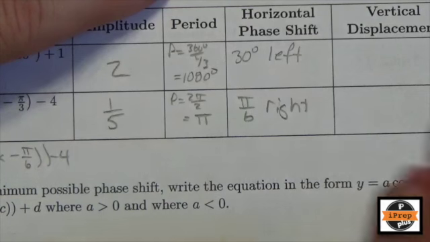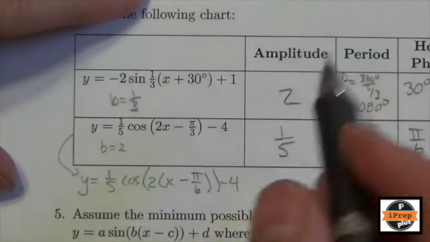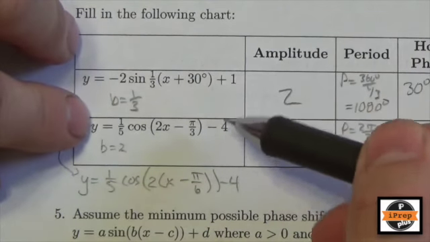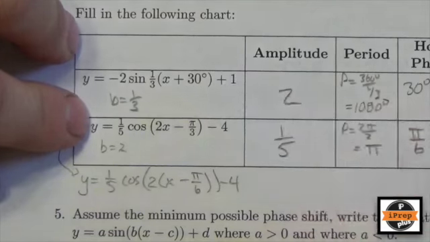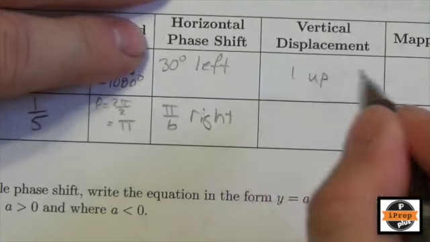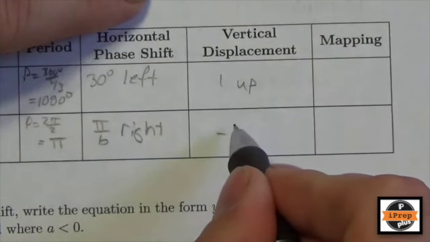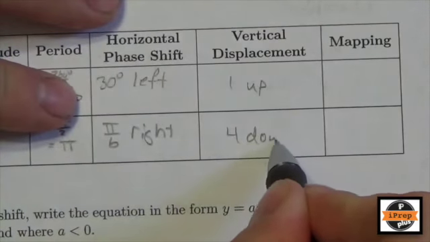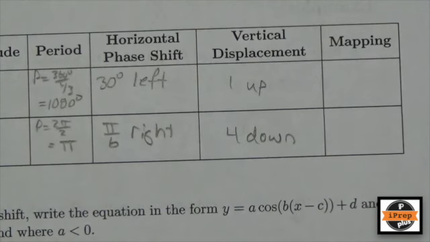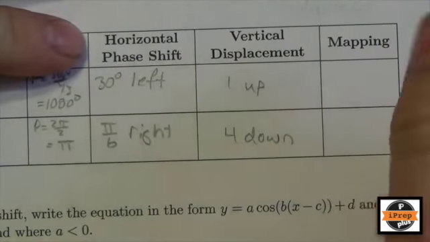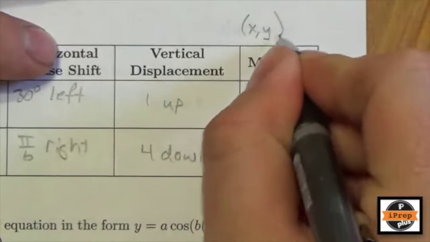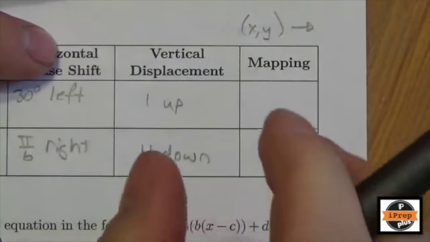Now, the vertical displacement is probably one of the easier ones here because I'm just going to look at the value that's being added or subtracted on at the end of the equation. This is plus 1, so this would mean 1 up. Over here, this is minus 4, so the vertical displacement here would be, more accurately, 4 down, to just give us a sense of what's going on here. Now, our mapping diagram is basically just illustrating what the image point is going to be. So the point x comma y in each of these is going to become what?